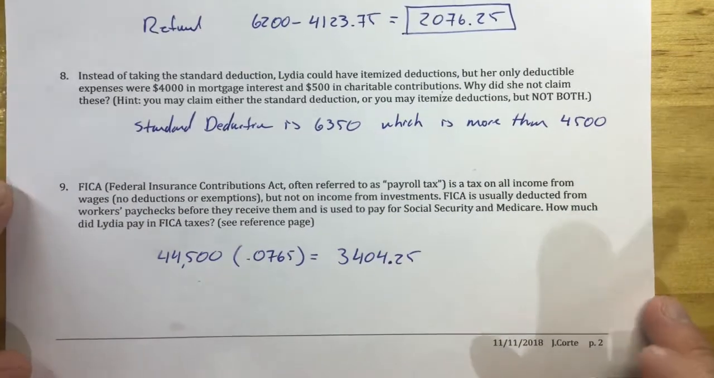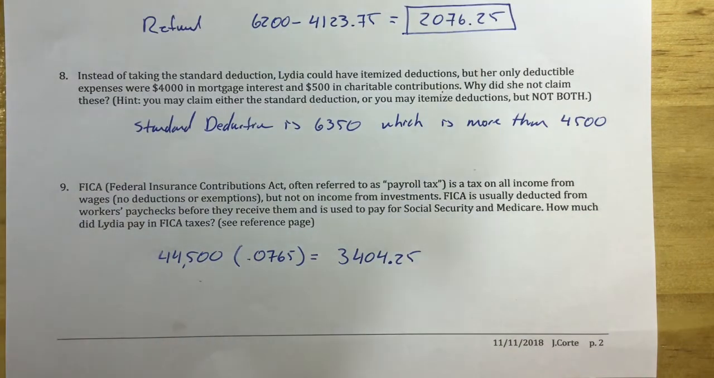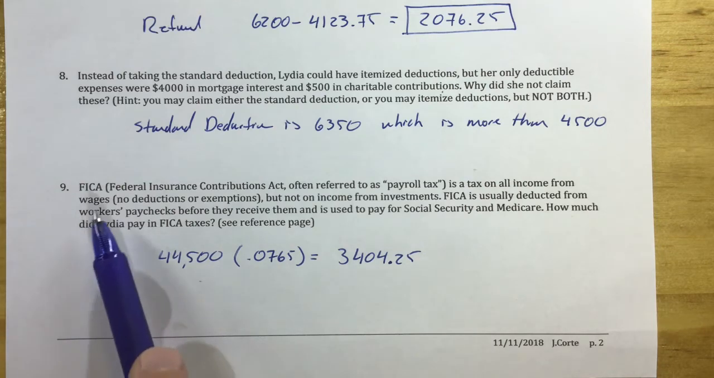All right, number 9. Okay, so this is the one that kind of stinks. You also have something called FICA. It's just a separate part of all this. So we did all of our other taxes here, but then there's this whole other separate part which is called FICA.